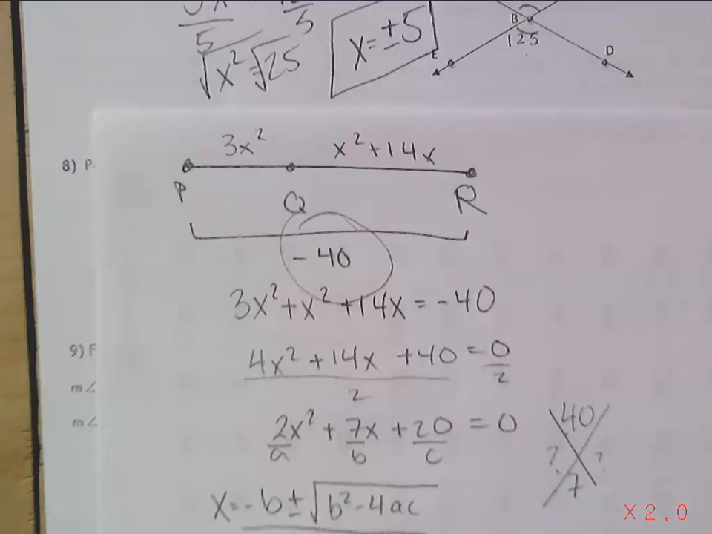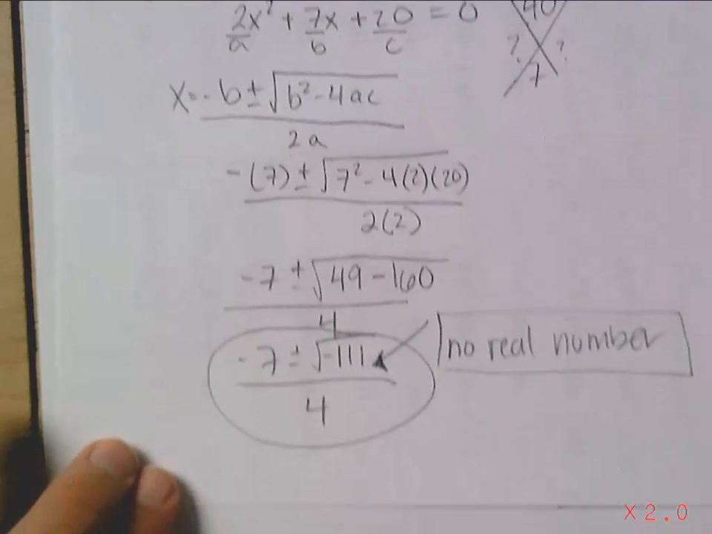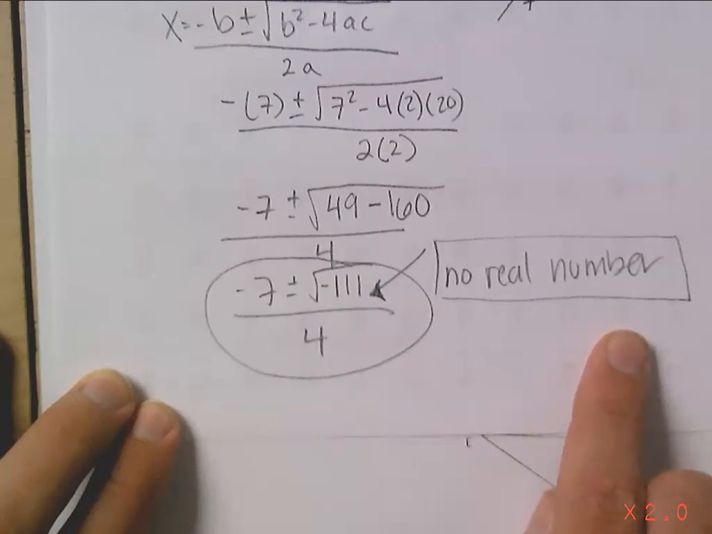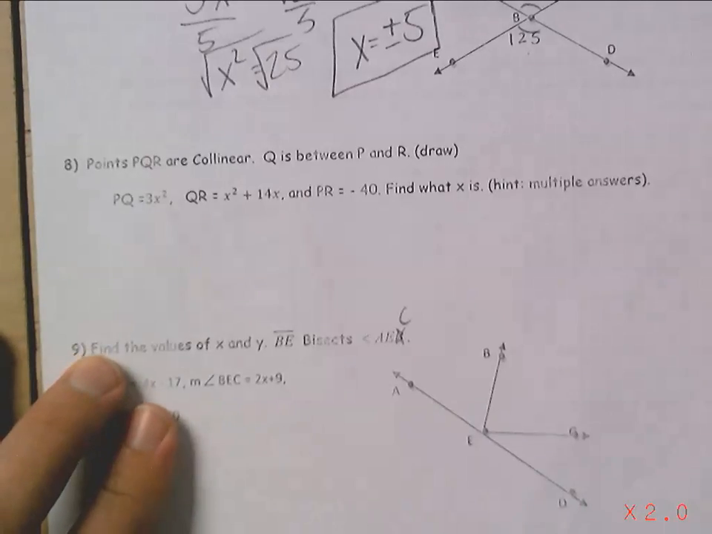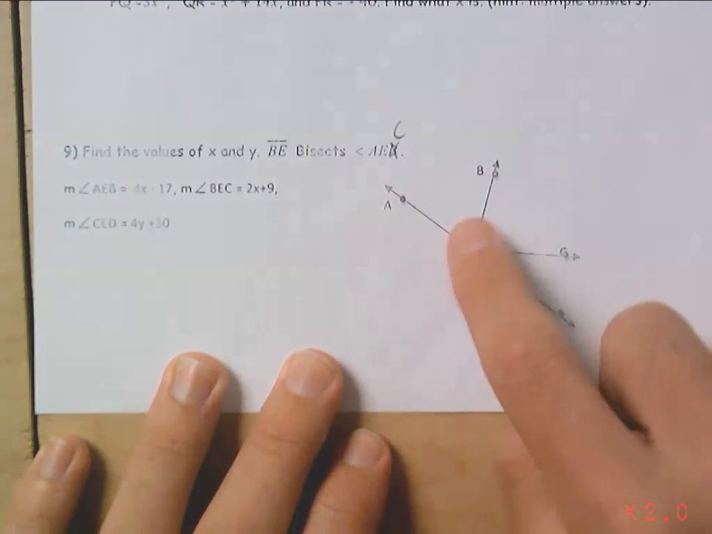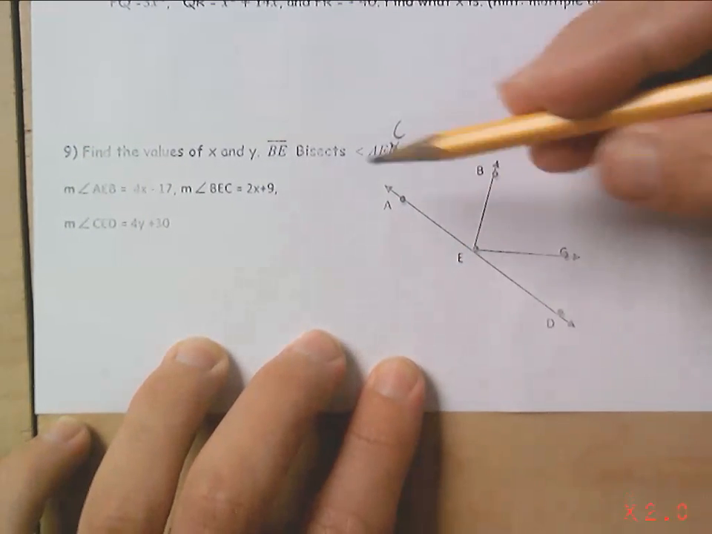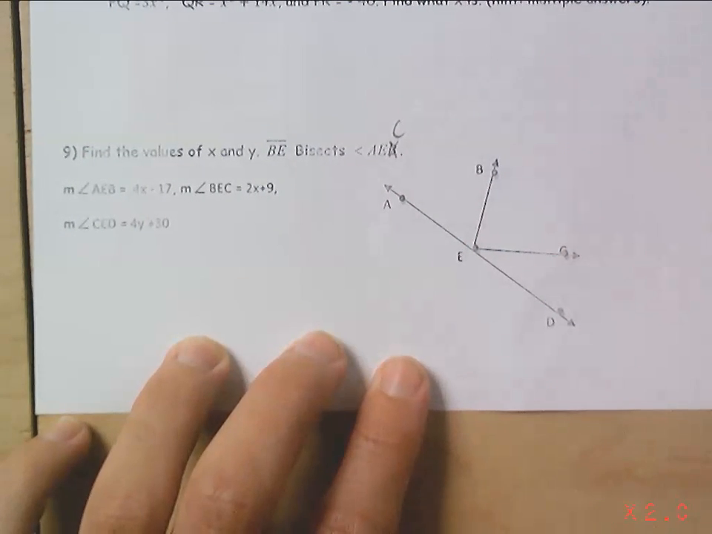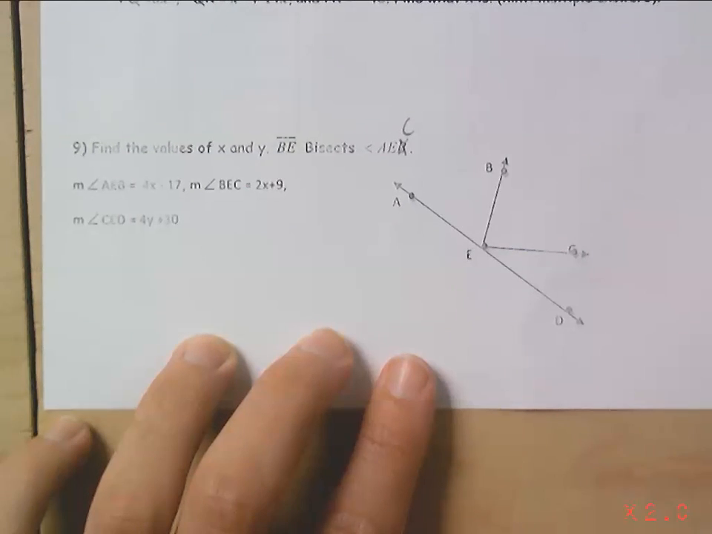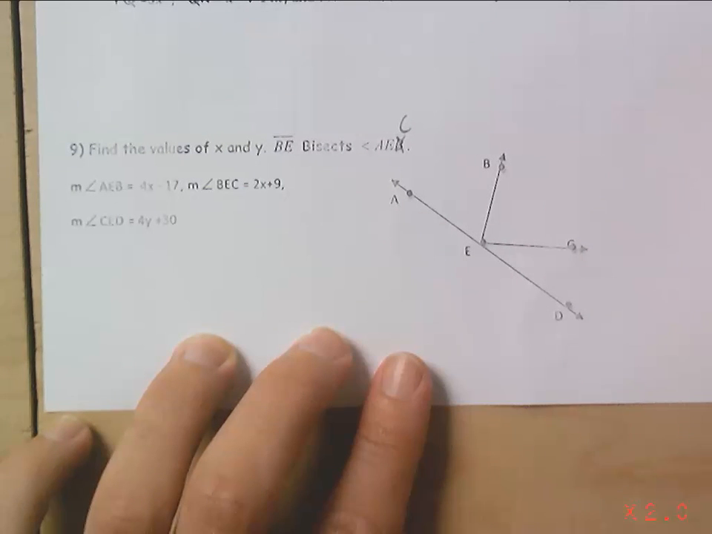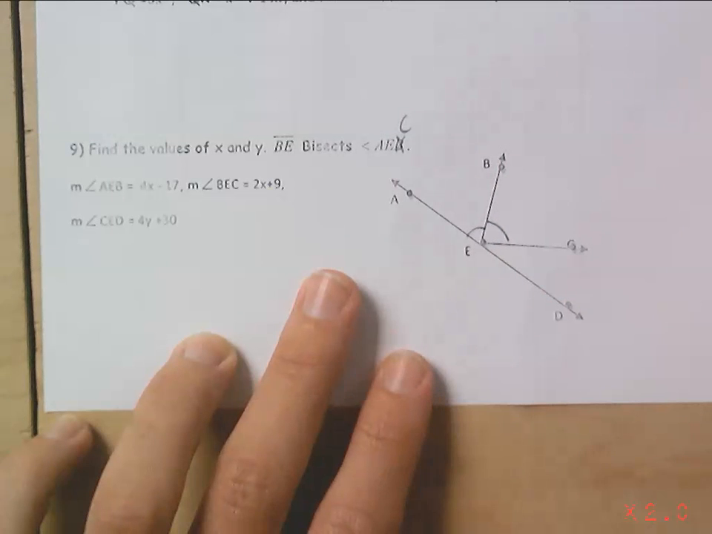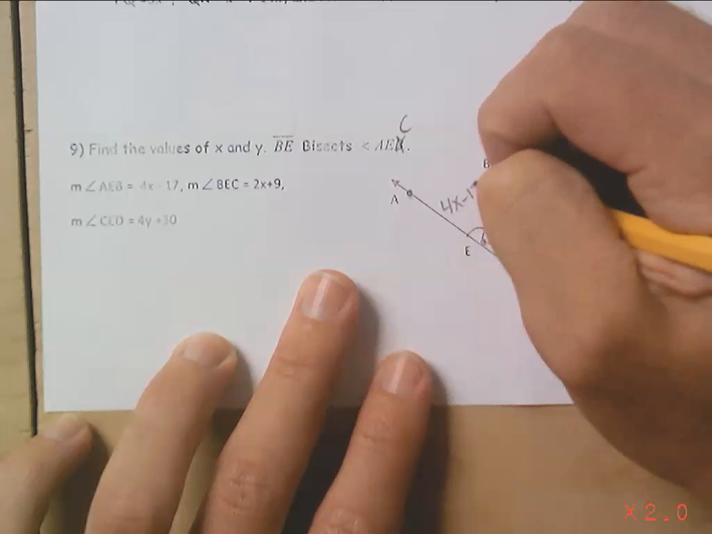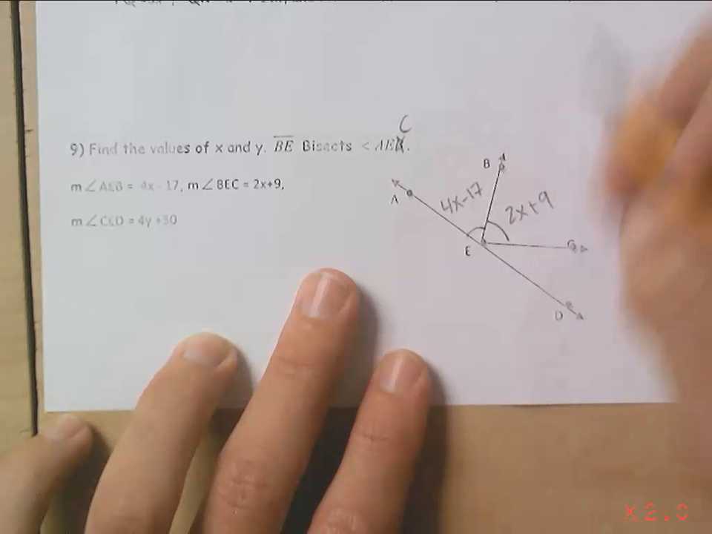I always like to do this part first, so we're going to get 49 minus 4 times 2 is 8. 8 times 20 is 160, square root, plus or minus negative 7, all over 4. This is going to be 49 minus 160, and we're left with negative 111, negative 7 plus or minus the square root of negative 111, all over 4.